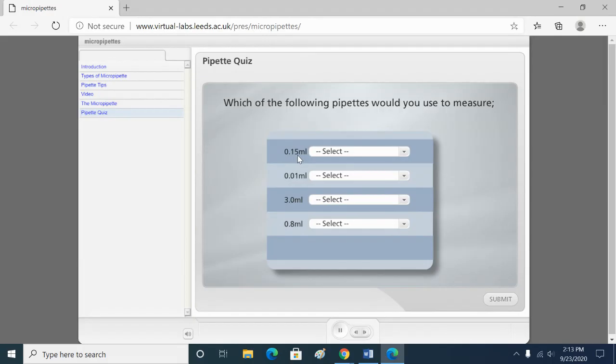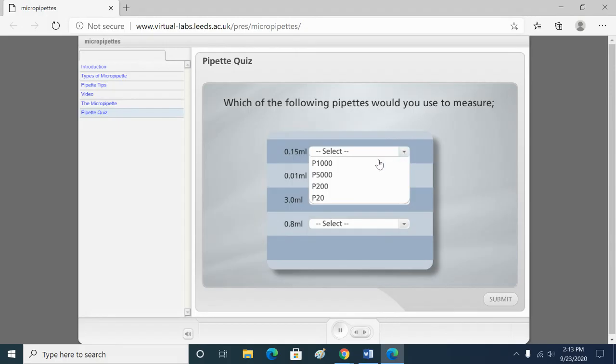Remember, milliliter is 10 to the minus 3 liters. Microliter is 10 to the minus 6 liters. The difference between 3 and 6 is 3 decimal points, right? So we're going to move the decimal to the right 3 places. 1, 2, 3. So that would be 150 microliters. So which of these pipettors would you use to pipette 150 microliters?